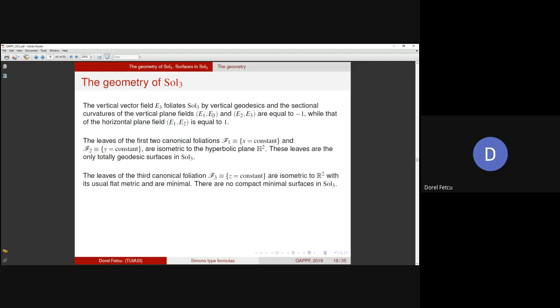The leaves of the third canonical foliation, Z constant, are isometric to R2 with its usual flat metric and are minimal. This, together with the maximum principle, shows that there are no compact minimal surfaces in Sol. Finally, the curvature tensor of Sol is given by this formula.